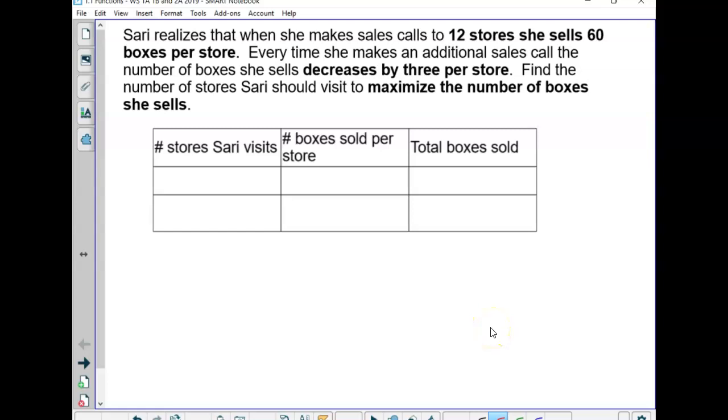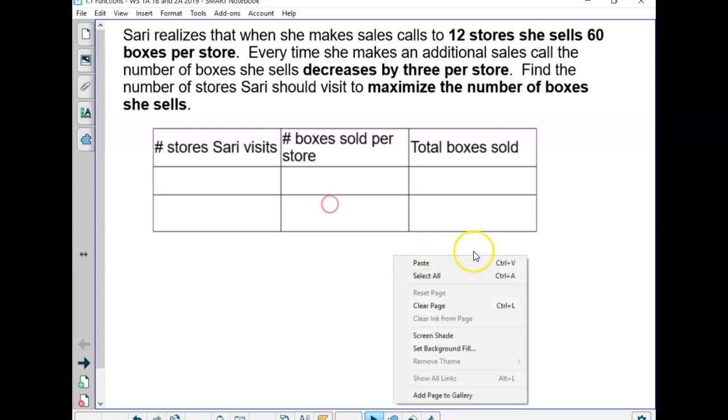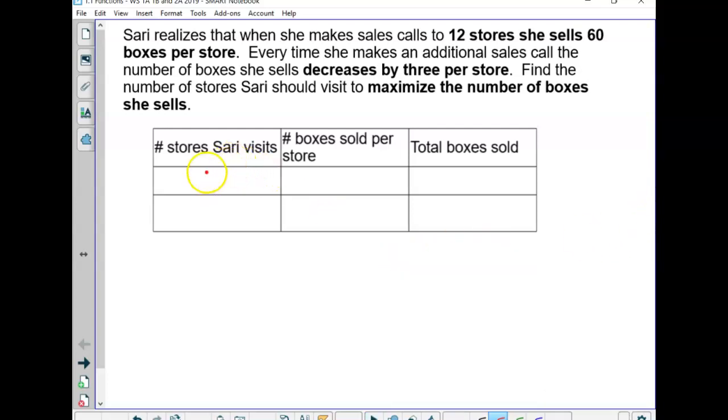Review of what we were doing yesterday. Sari realizes that when she makes 12 sales calls to 12 stores, right now she's going to 12 stores, she sells 60 boxes per store, which would be a total of 720 boxes that she sells. Every time she makes an additional sales call, that one's going to go up by what? Ones. So we don't have a lot of room here, so I'm just going to go 12 plus 1x.